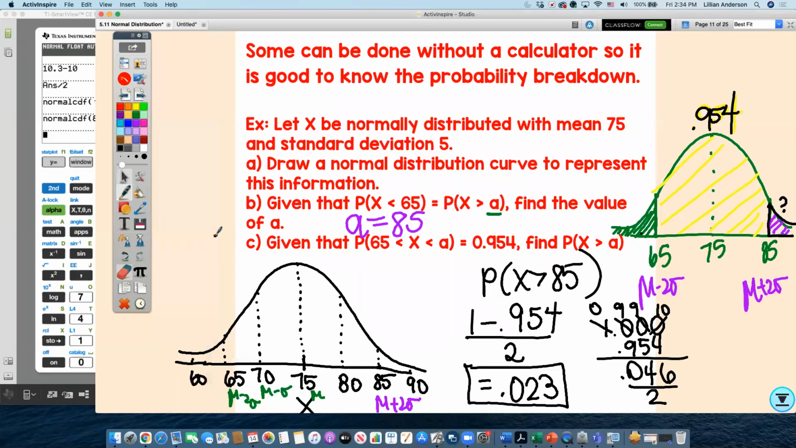So again, A was the value on the axes that corresponded to part B. And then part C, we're actually finding the probability that X was greater than 85. And that was 0.023.